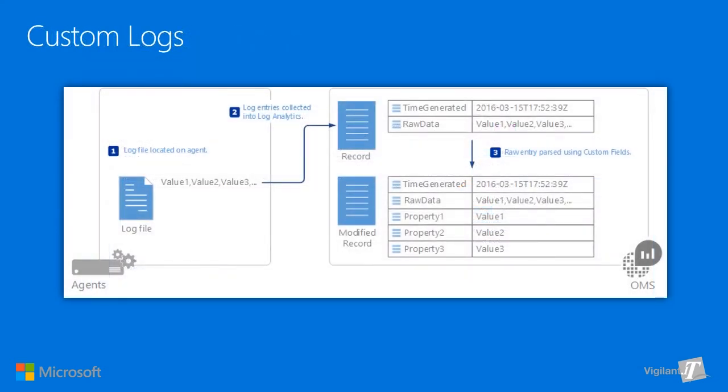The custom logs data source and Insight Analytics allow you to collect events from text files on both Windows and Linux computers. Many applications log information to text files instead of standard logging services such as the Windows Event Log or the syslog. Once collected in OMS, you can pass each record in the log into individual fields using the custom fields feature of Insight Analytics. We'll take a look at custom fields a little later.